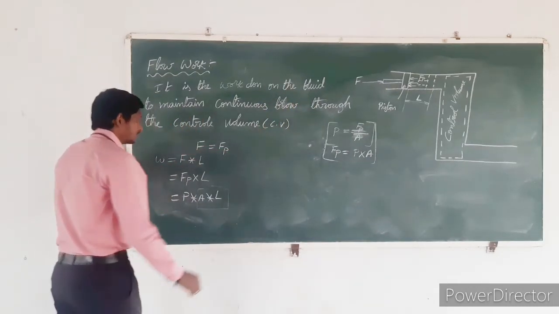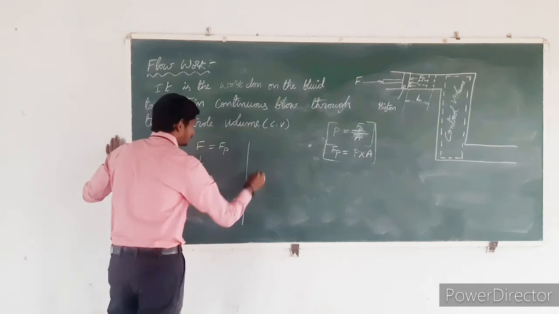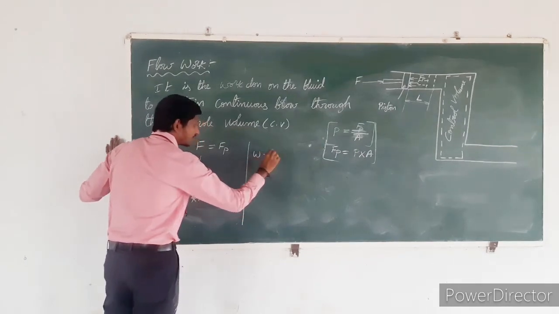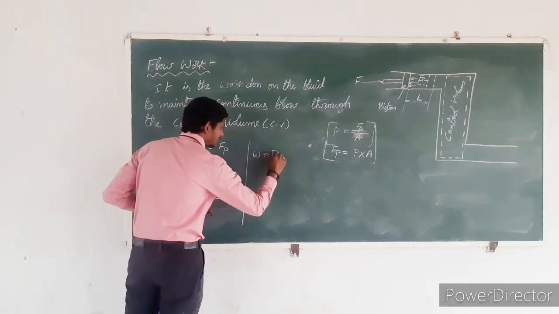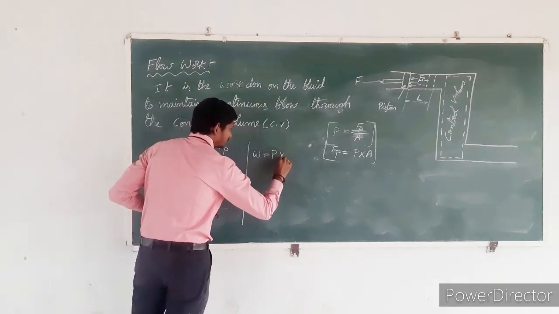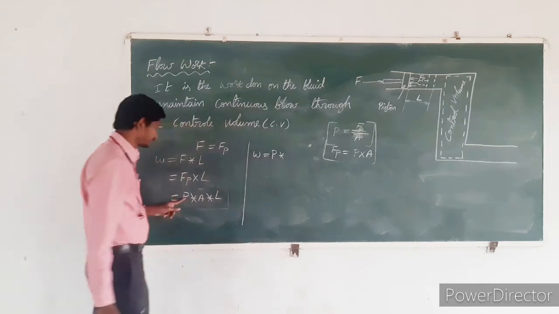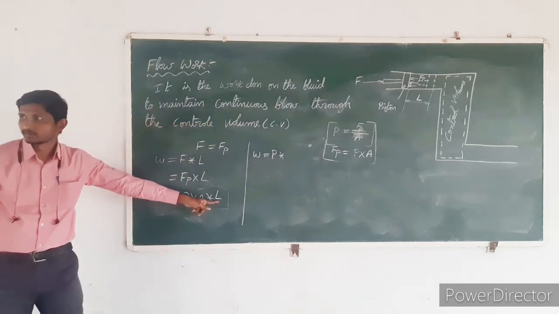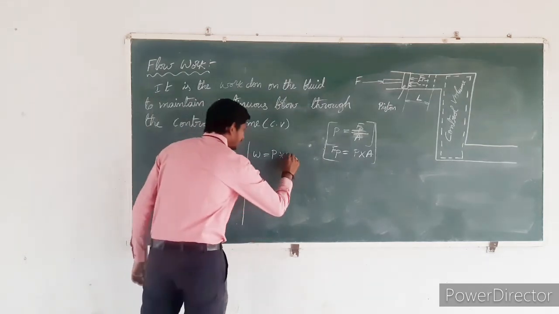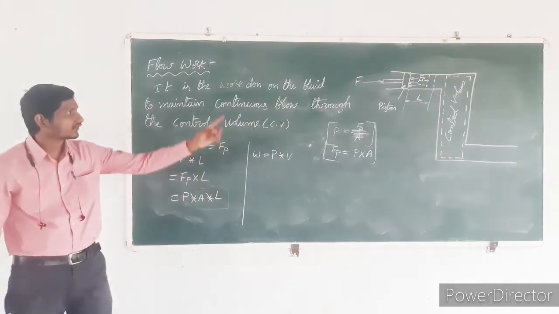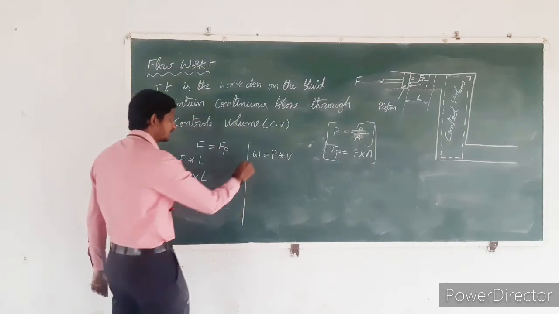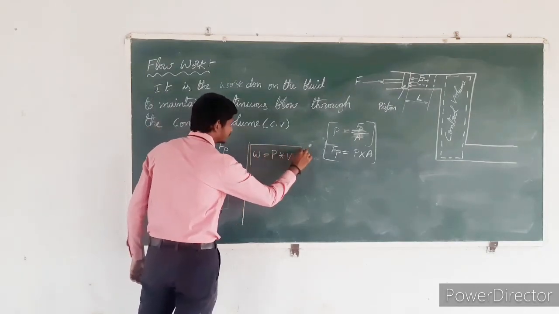So finally we obtain flow work W is equal to P into V, where P is the pressure of the fluid or pressure of the system, and area into length gives us the volume of the fluid displaced under the action of force. So finally we got the flow work.